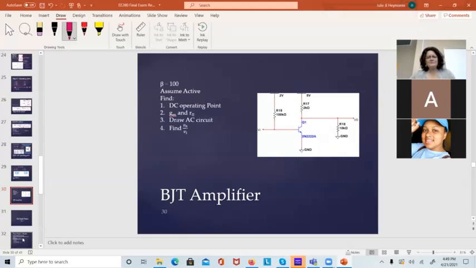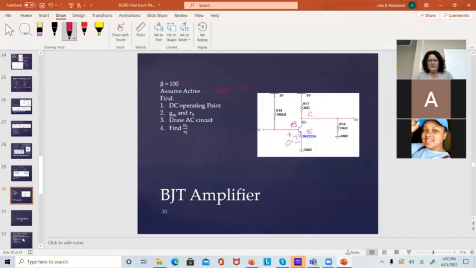So we've got our last problem of the day, and then I'll open it up for questions. We're given beta. That's a good thing to know. We assume that it's in active mode. So as soon as I see that, I say VBE equals 0.7 volts, and I draw it on the schematic. This is the base, this is the emitter, and this is the collector. So I've got 0.7 of a volt right across there.